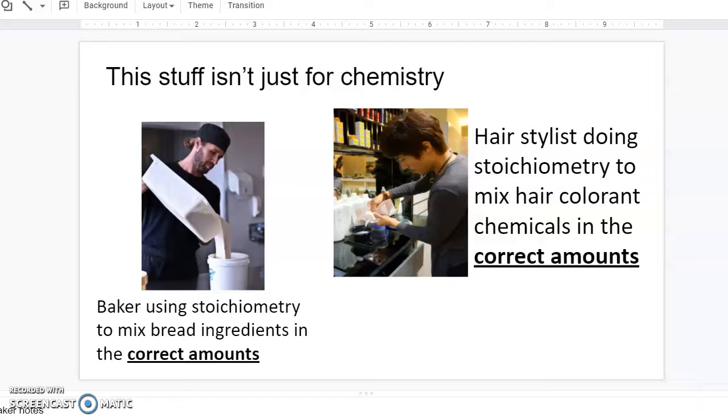Hairstylists use this too when they want to mix colors for chemicals. And I bet if you went to your hairstylist or you went to your baker and you said, hey, tell me how you use stoichiometry, they would look at you like you were crazy. But they are doing that. They just don't understand or know what the word is. So again, stoichiometry is a fancy word for knowing how much you need or want or can get. And it's not just used by chemists.